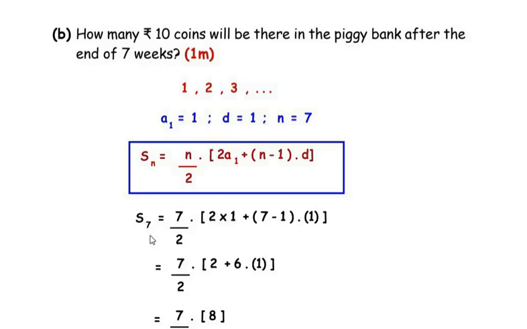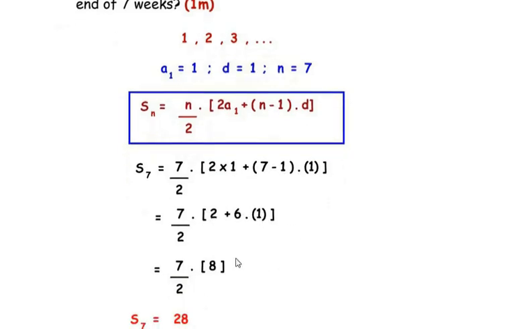Now let us plug in all these values in this formula. So now n becomes 7. So S7 is equal to 7 over 2 times (in place of a1 we have written 1, plus 7 minus 1 times the common difference, which is 1). Now simplifying this we get 7 over 2 times (2 times 1 is 2, plus 7 minus 1 is 6, times 1). Now further simplifying this we get 7 over 2 times (2 plus 6 times 1, which is 6). So 2 plus 6 gives us 8.